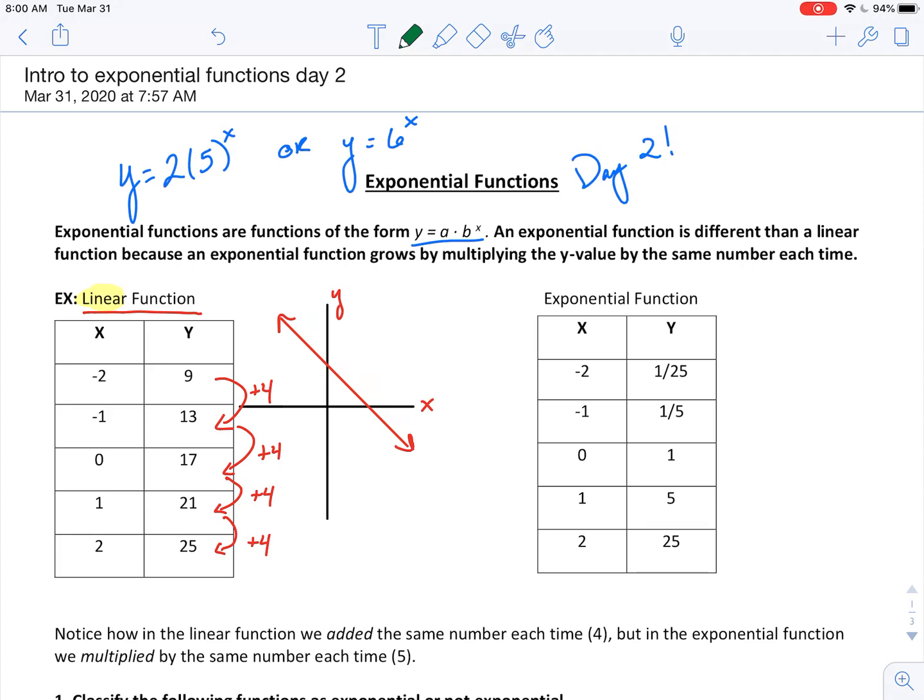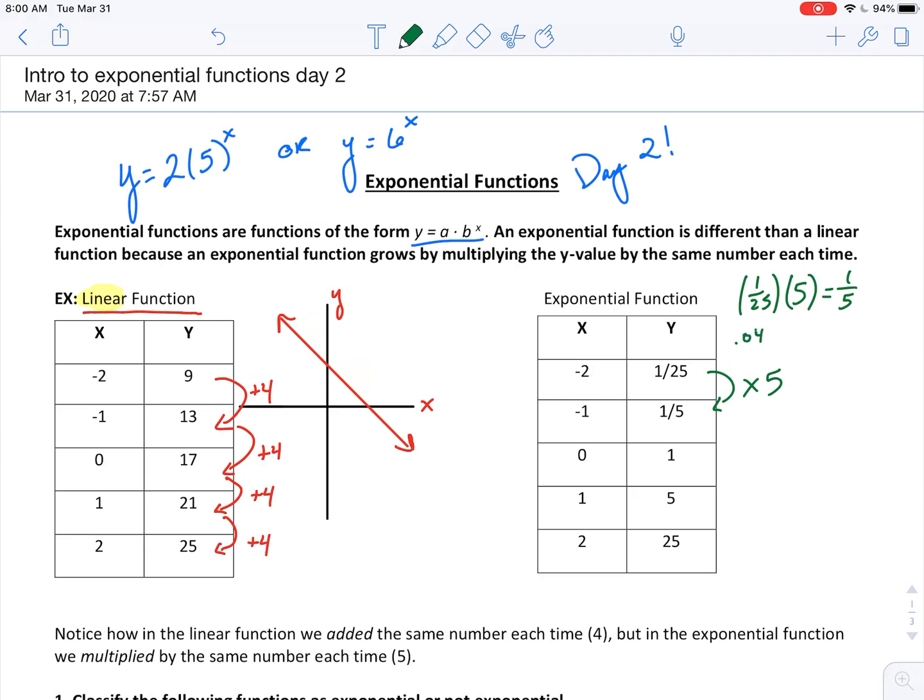So then what's the difference when it comes to an exponential function? Well, here, I'm not adding the same thing. I'm not going up by the same strict amount every time. But what's happening is I'm multiplying by the same thing. Or, depending on which direction you go, maybe even dividing by the same thing. So here, from 1/25 to 1/5, I'm multiplying by 5.